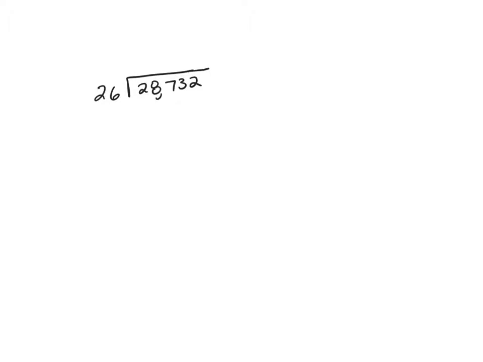Let's do one last problem, but this time make it a 2-digit divisor. So I have 28,732 divided by 26. If I want to do this with the sidebar, first thing I'm going to do is say, well, if I have 26 different groups, how many could I put into each one of those groups? Well, 26 times 1,000 is equal to 26,000.